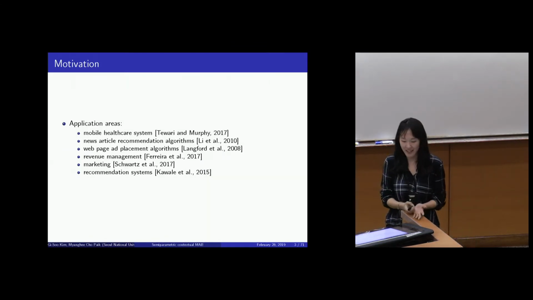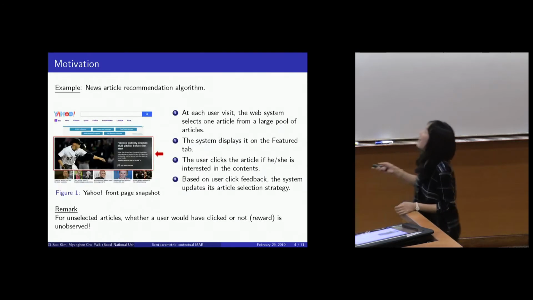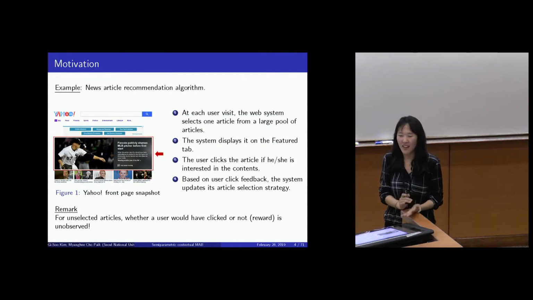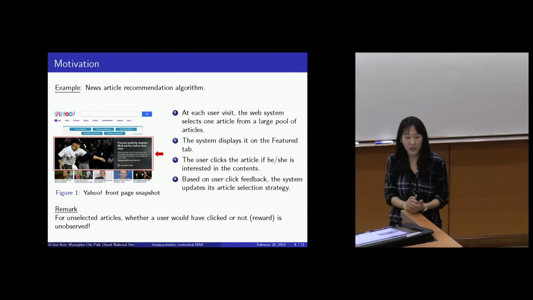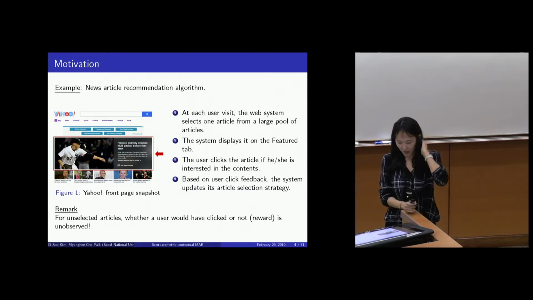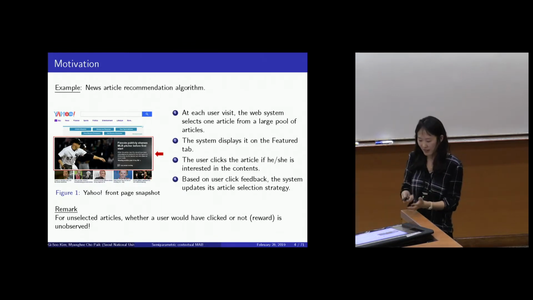Besides mobile health, there is a wide variety of applications, including news article recommendation algorithms, web page ad placement algorithms, revenue management, marketing, and recommendation systems. Actually, in this study, we did not have data from mobile health yet. So instead, we used news article recommendation log data that is provided by Yahoo and that is publicly available. And we applied the proposed method on this data.